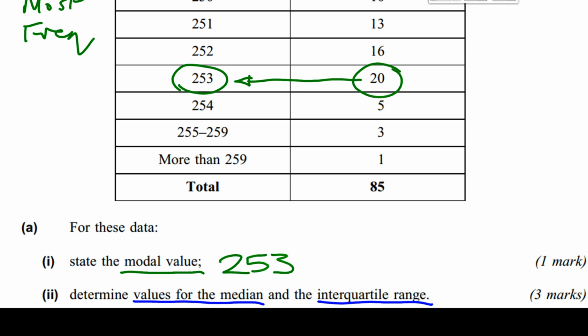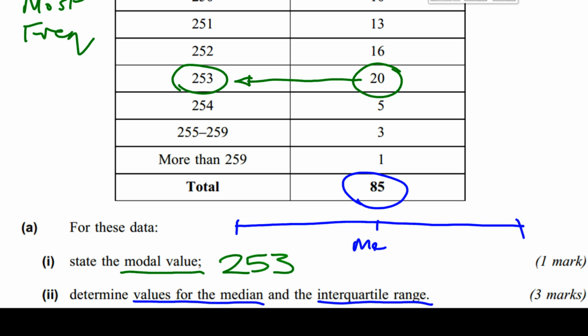So let's remember how we do this. To find the median and the interquartile range, we need to look at the total number in the sample. Here our sample is 85, and we need to find the middle one. So let's draw ourselves a line to help us here. We need to find the middle one, that's going to give us our median, the middle of the 85, and then we're going to have our quartile points. We need to find our lower quartile and our upper quartile.